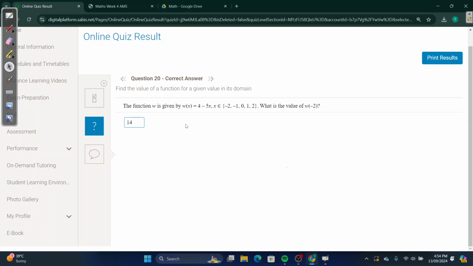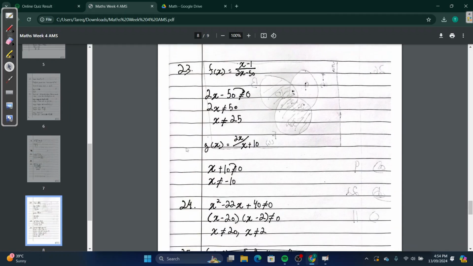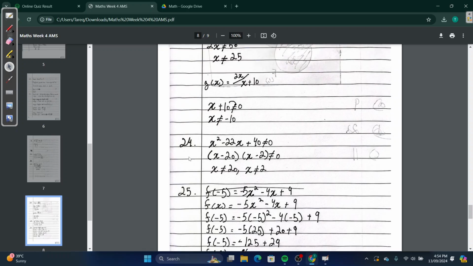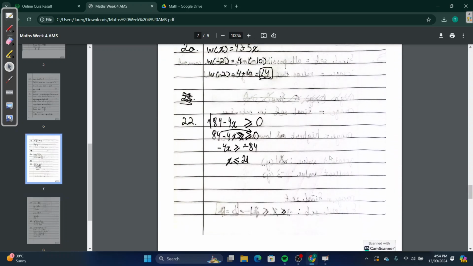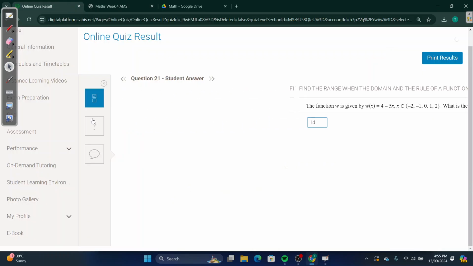Okay, question 20. Function w is given by w of x equals 4 minus 5x. What's the value of w of negative 2? Substitute negative 2 into your equation. Wait, what question is this? 20, so I scrolled a bit too far. Okay, substitute negative 2. So 4 minus 5 times negative 2, which is negative 10. 4 minus negative 10 makes it positive. 4 plus 10 is 14, and 14 is your answer.